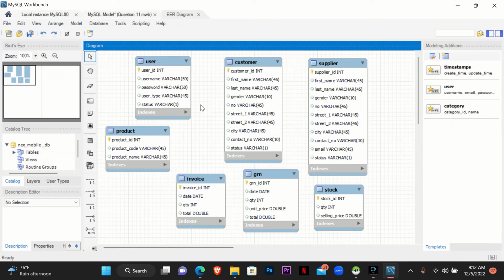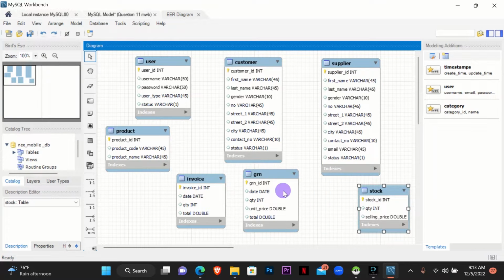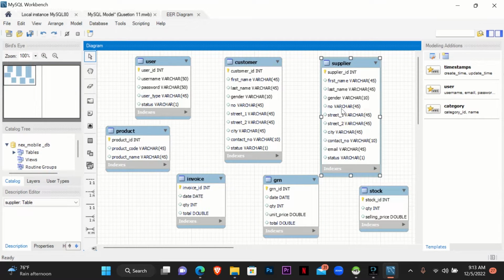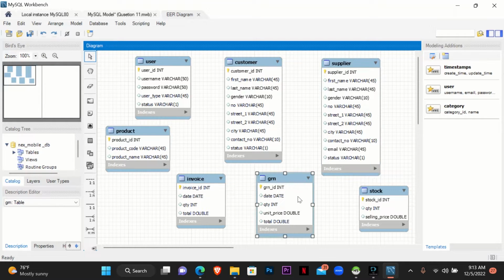Now we have to identify the relationship between the supplier table and the GRN table. The GRN is the invoice that is given by the supplier to the seller of the stock. From the supplier side, one supplier can give many GRNs, that means many invoices. But from the GRN side, one invoice can have only one supplier. Therefore, it will be a one-to-many relationship.